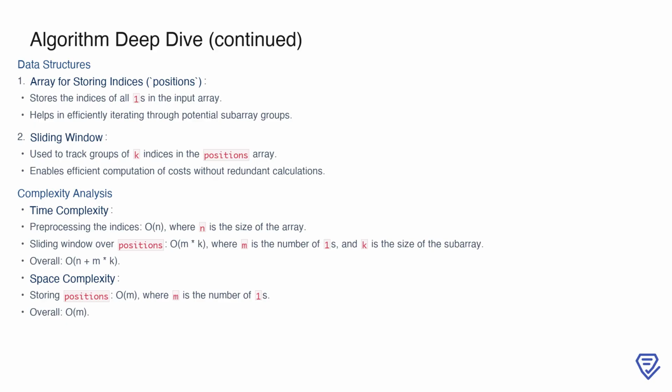For complexity analysis, the pre-processing step to create the positions array takes O(n), where n is the size of the input array. The sliding window operation involves iterating through the positions array, which has a size of m, the number of 1s, and calculating costs for each window of size k. This gives a time complexity of O(m * k). Overall, the time complexity is O(n + m * k), and the space complexity is O(m), as we only store the indices of the 1s.